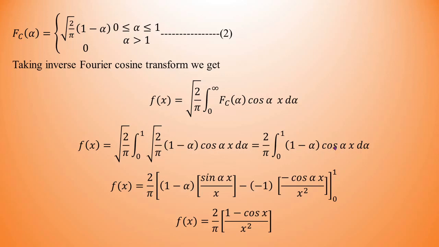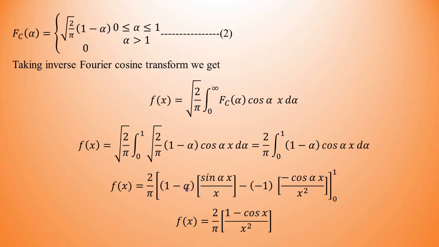When we have a product of such functions, we apply successive integration by parts. So 1 minus alpha will be the first function and cos alpha x will be the second function. So let's apply successive integration by parts. First function as it is, then integration of cos alpha x is sin alpha x by x.